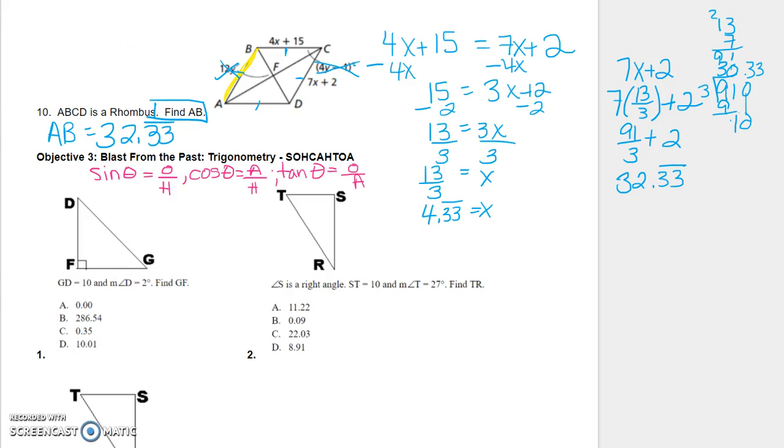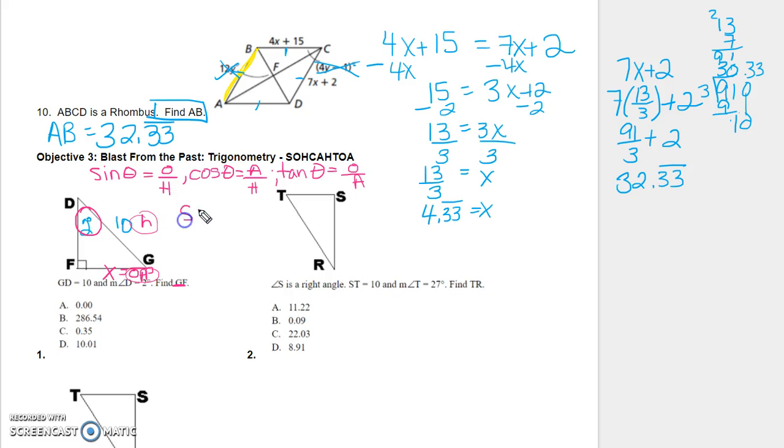Okay, number 1, they told me that GD is 10, so I'm going to mark my diagram, and the measure of angle D is 2. Okay, well, based on that, that means angle D is my theta. That makes 10 my hypotenuse, and they want me to find GF. So this is my X, and that's opposite of D, opposite of the 2 degree. So when I'm looking at SOHCAHTOA, I have my opposite side and I have my hypotenuse side. So I am looking for opposite and hypotenuse, which is going to be my sine.